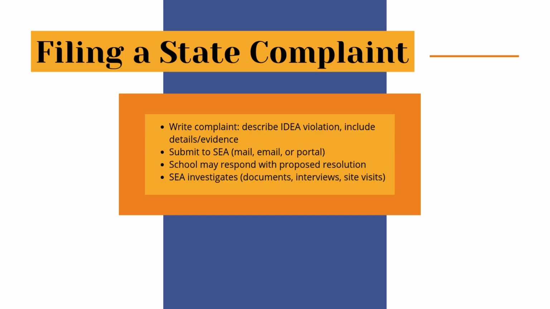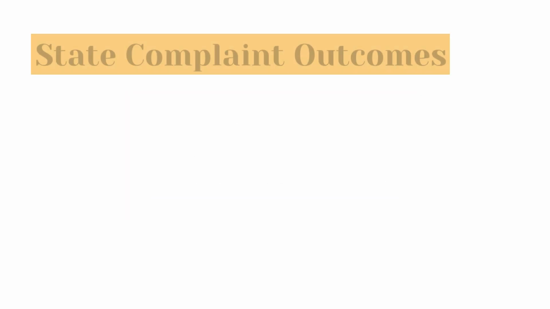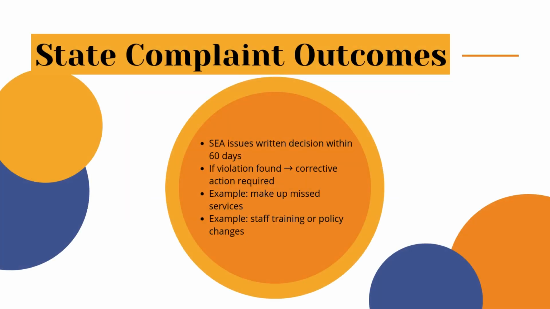The school may respond with a proposed resolution. The SEA, the state education agency, investigates. This can include reviewing documents, interviewing parents or staff, or visiting the school. This process is less formal than due process and does not require a hearing. After the investigation, the SEA issues a written decision within 60 days.